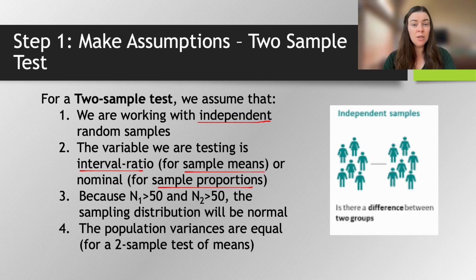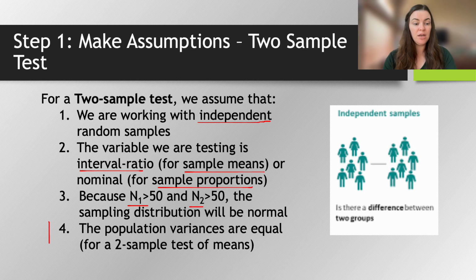Step 3, a little bit different for us. Because N1, which is our sample size of our first group, and N2 would also be over 50, the sampling distribution will be normal. So we have to make sure, again, that both of our groups have a sample size of over 50 for us to proceed.